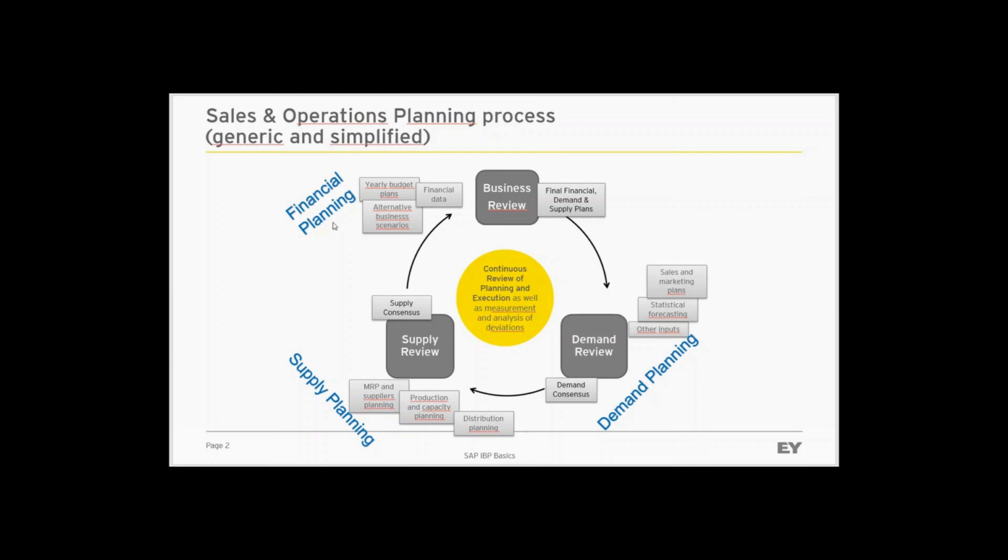During the last stage, financial planning, planned demand and supply quantities are converted into financial data. They are compared with annual budget plans and other KPIs. In the end, financial plans are updated and the next month's S&OP cycle can start again.